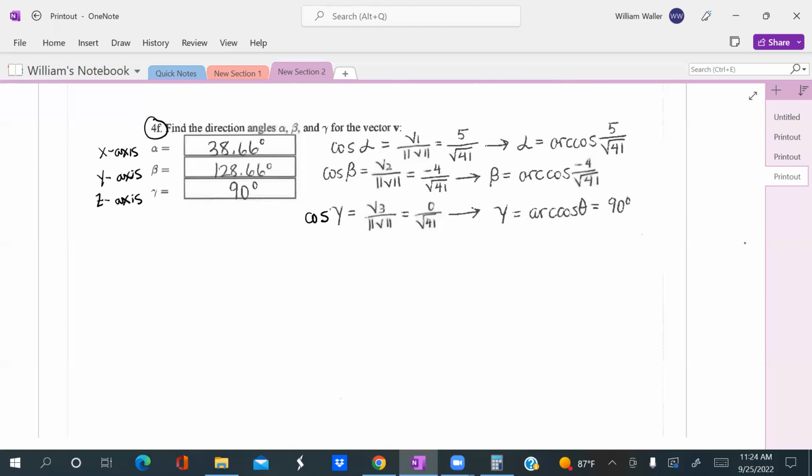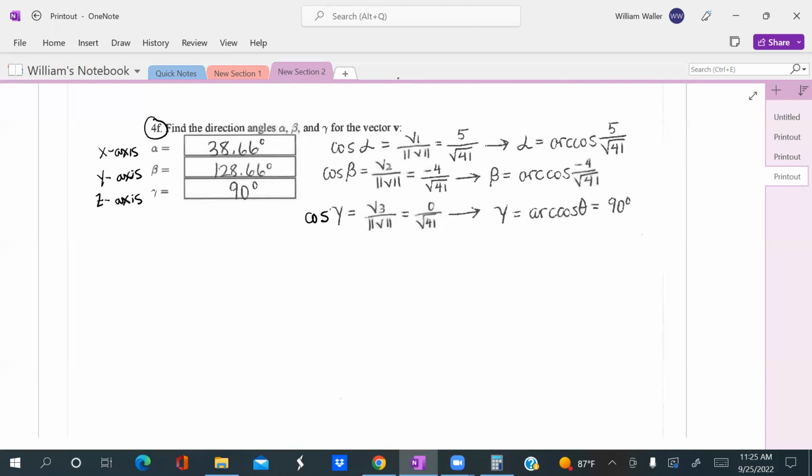So for this vector v, if you recall from one of the earlier parts of this problem, its i component, its first component, is 5. Its magnitude is square root of 41. So that means that the cosine of the angle that this vector forms with the x-axis is just 5 over the square root of 41. And then just find the arc cosine of that, of course, to get the angle alpha. That turns out to be, using a calculator, 38.66 degrees.